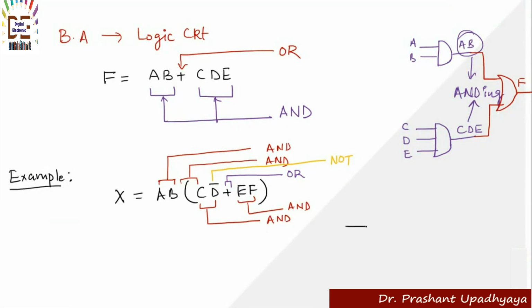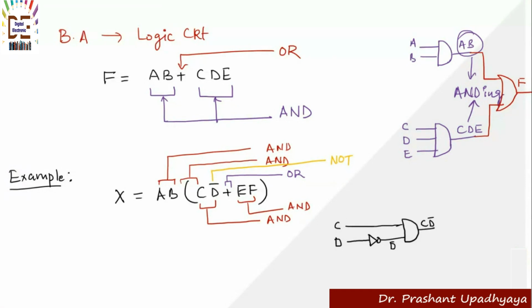So for C, let's say this is my C. And for D, I require D bar. So I will take a D and draw a NOT gate for it. And I will take a D from here. So this is my C and this is my D. I can combine this. So what output will I be getting? I will be getting C D bar.